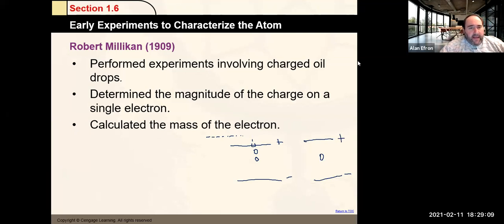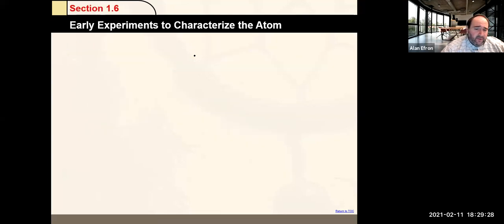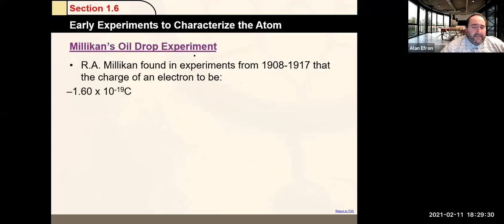And really the main result that came out of Millikan's oil drop experiment, and again, it's important to know the oil drop experiment, what it was and what came out of it, which we'll talk about right now. What really came out of the oil drop experiment was that he was able to figure out the charge on an electron. So Millikan was able to figure out the charge on an electron.